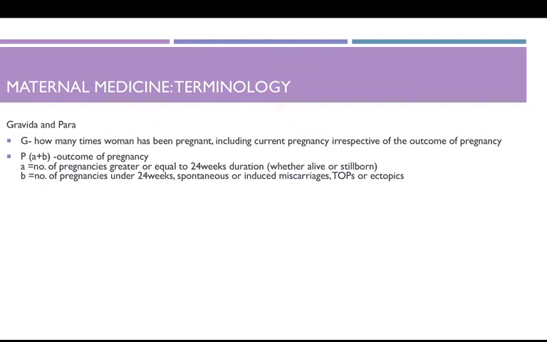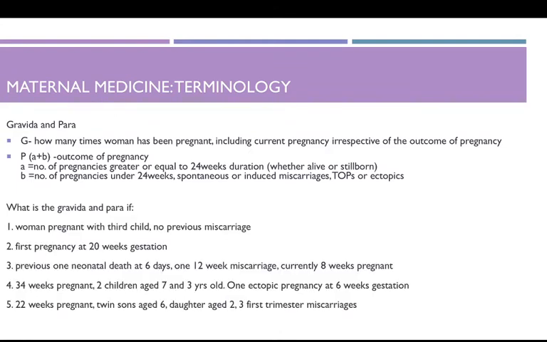I find that this is much easier to understand if you have a few examples. So if we work through these examples, the first one is: what would the gravida and para be if a woman is pregnant with her third child and she's had no previous miscarriages? If she's had no previous miscarriages, that must mean that her 2 previous pregnancies ended in giving birth to a child that was either equal to or greater than 24 weeks gestation. So her para is going to be 2 plus 0. She's currently pregnant, so she's had 3 pregnancies, so her gravida and para would be G3 P2 plus 0.